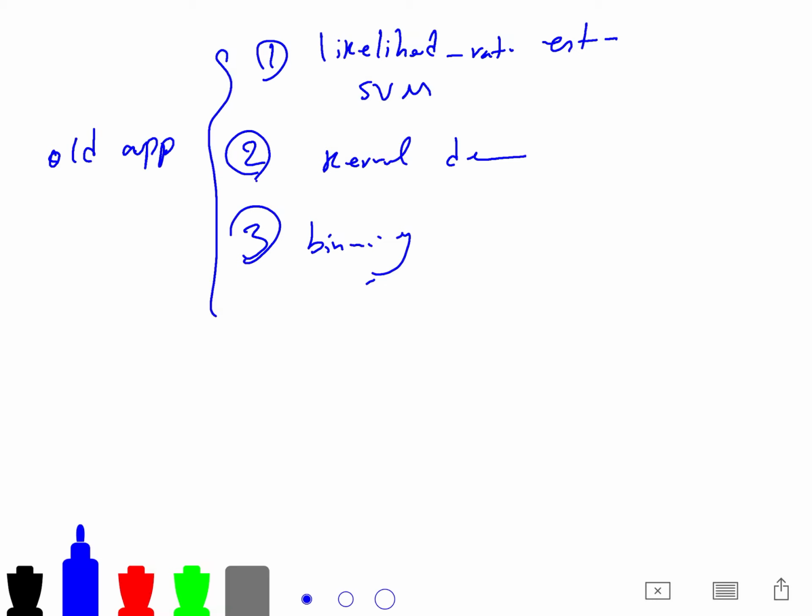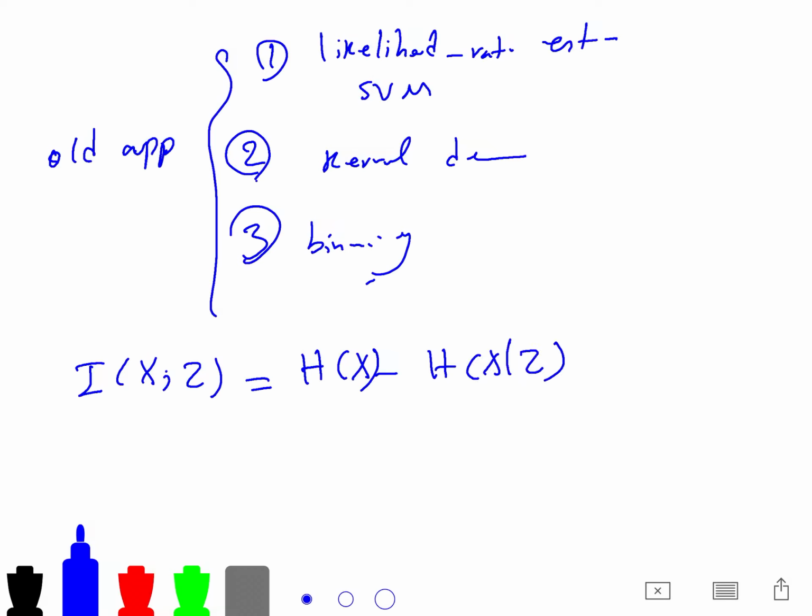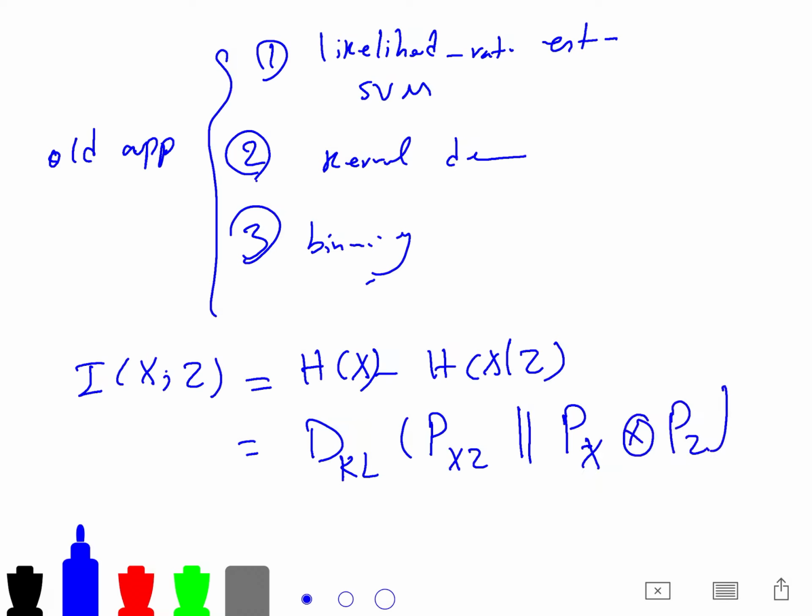And so I of x and z can be written as h of x minus h of x conditioned on z. And this is just the KL divergence between P of x,z and P of x times P of z. That is, the KL divergence between the joint and the product of marginals. So the larger this KL divergence, the stronger the dependence between x and z.